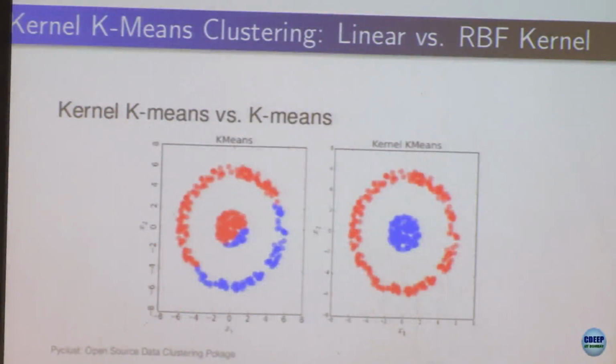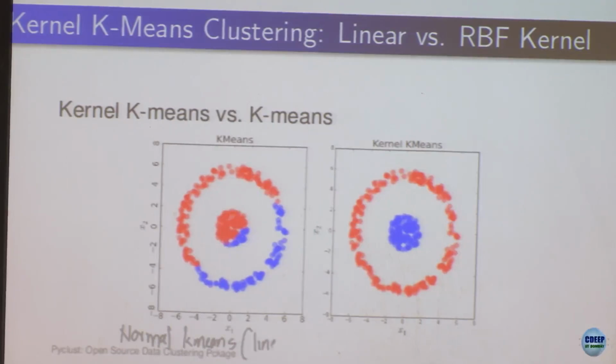Let me give you an idea of how kernel k-means looks. So this is what kernel k-means would be, let's say using the RBF kernel. Normal k-means is very naive, it is just the linear kernel guy. I will not have to write linear and normal separately, linear will mean normal.